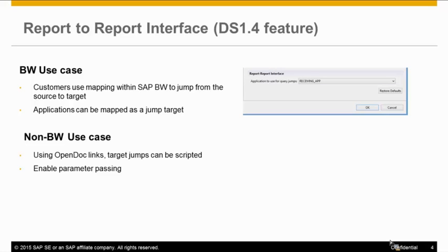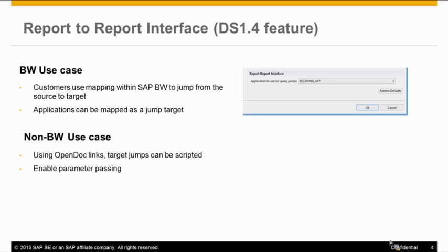And if it's a BW use case, then it is very simple. In the BW, we have a transaction code RRI, where you can configure the source query and the target query. Also in the Design Studio app itself, under tools and preferences, you can specify the query jump or the target application where the jump is going to happen.